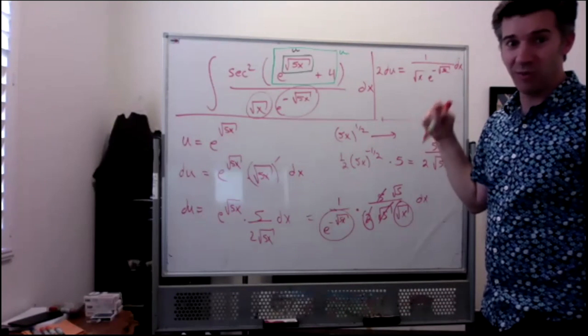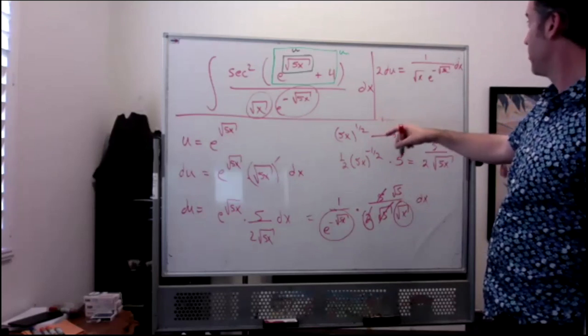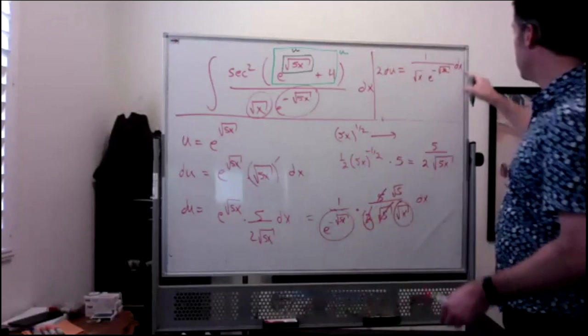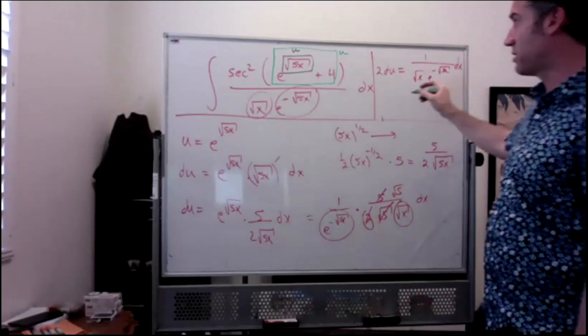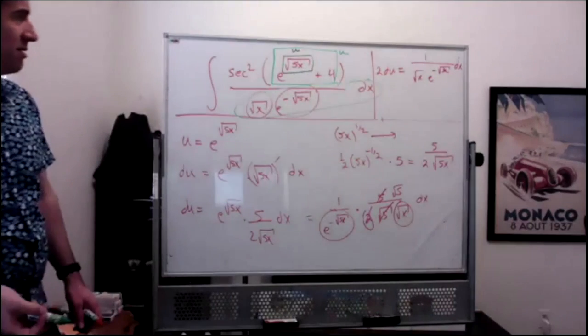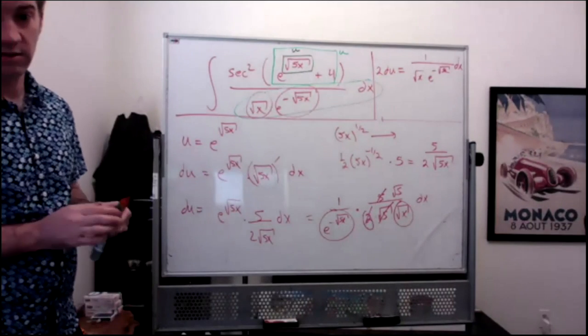Okay, this isn't going to work, but it is helpful anyway. So here's what we're going to end up getting. dx times 1 over the square root of x, e to the negative root 5x. That's all of that. That's dx over root x e to the negative root 5x.